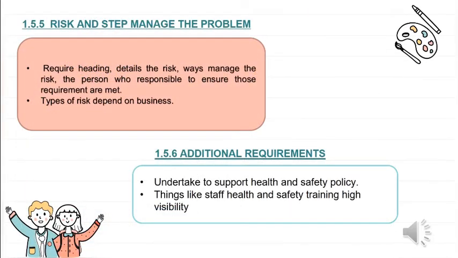Okay, for the risks and steps to manage the problem, each risk requires its heading, details of the risk, ways to manage the risk either to reduce or eliminate it, and the person who is responsible to ensure those requirements are met. Other than that, the type of risk also depends on the business, but it must include electrical testing, operating machinery, first aid, alcohol and drug policy, control of substances hazardous to health policy, and welfare procedure. In additional requirements, it must undertake to support the health and safety policy. Next, things like staff health and safety, also training, and high visibility.